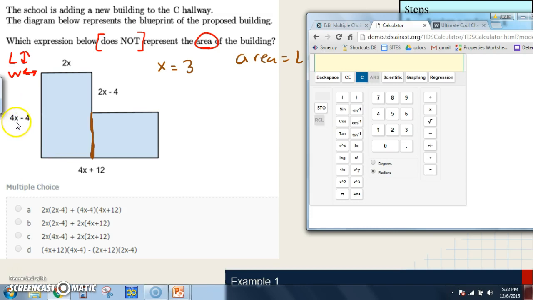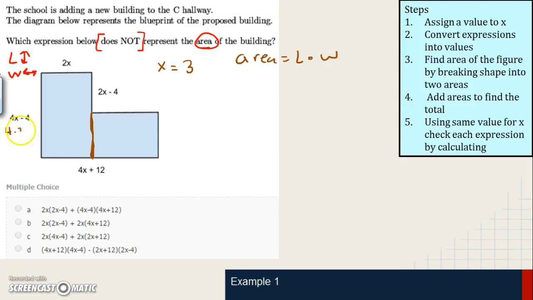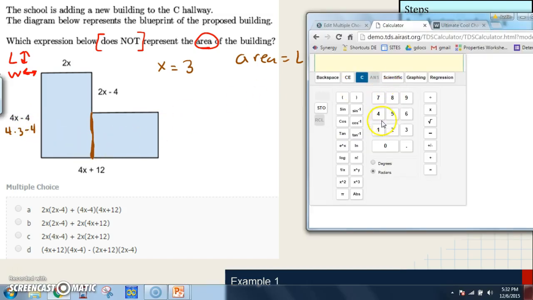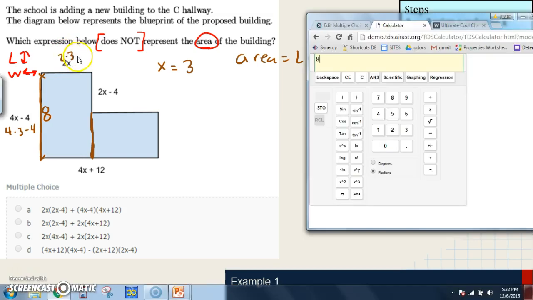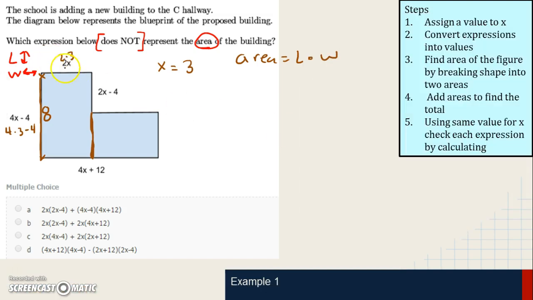So 4 times 3 minus 4, that equals 4 times 3, and we don't need to use parentheses here because multiplication comes before subtraction, so order of operations is okay. So we get 8 for this length. From right here to right here is 8. And then 2 times 3 gives us 6. So we know that 6 is from right here to right here. This is 6. Draw little arrows.